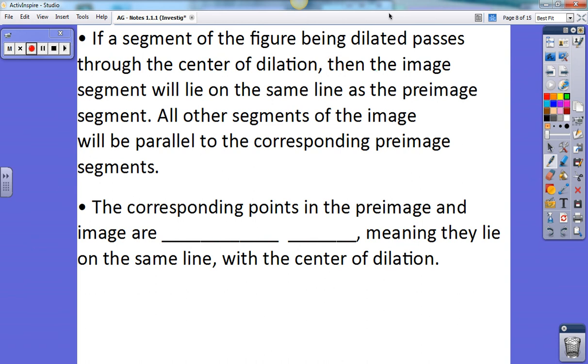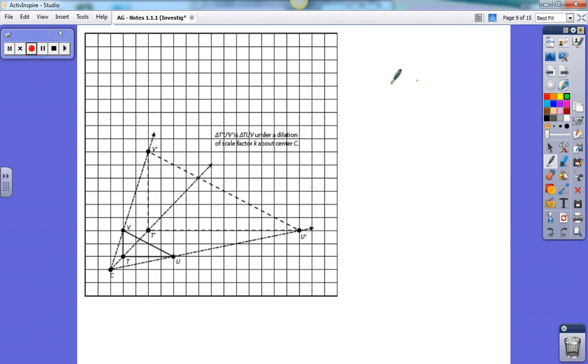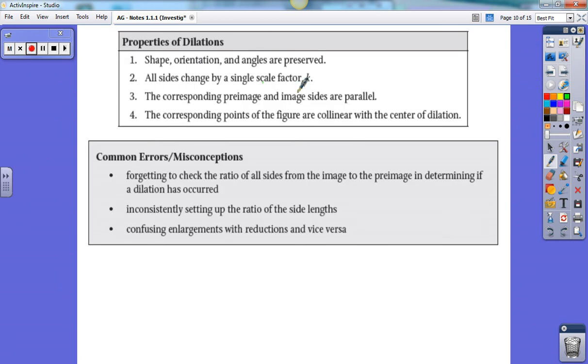Again, you can read through this, but we have a figure in just a moment that will explain it a little bit better. The corresponding points in the pre-image and the image are collinear points, meaning that they lie on the same line with the center of dilation. So when I look at this figure, here's my original pre-image, VTU, and then here's V prime, T prime, U prime. So notice that V and V prime are collinear. From my center of dilation, they're collinear. They lie on that same line. So that's what that last statement was expressing. Some properties to remember, and then some common errors.